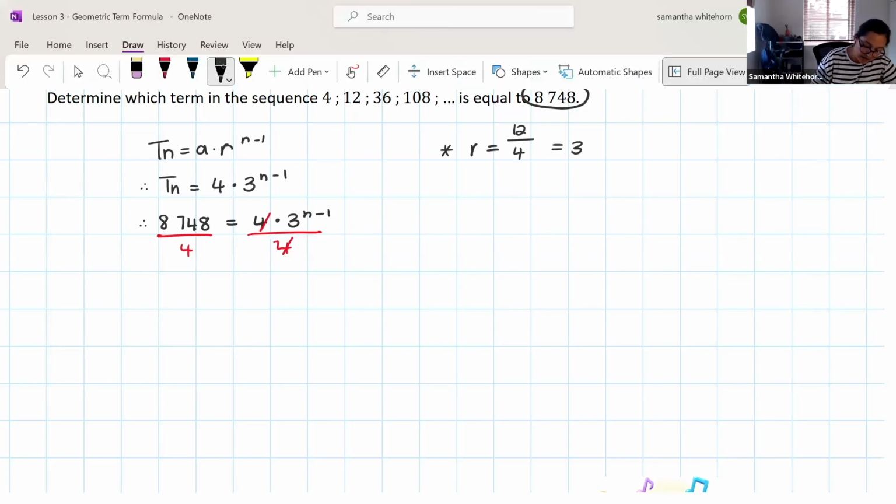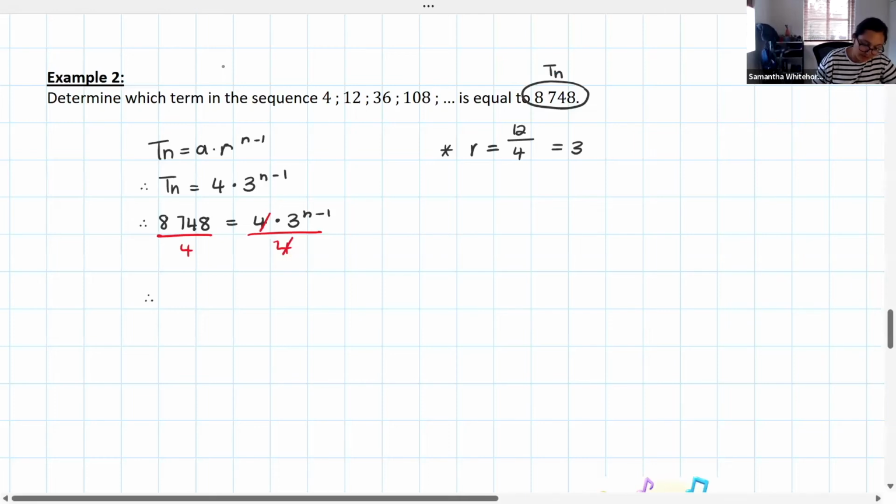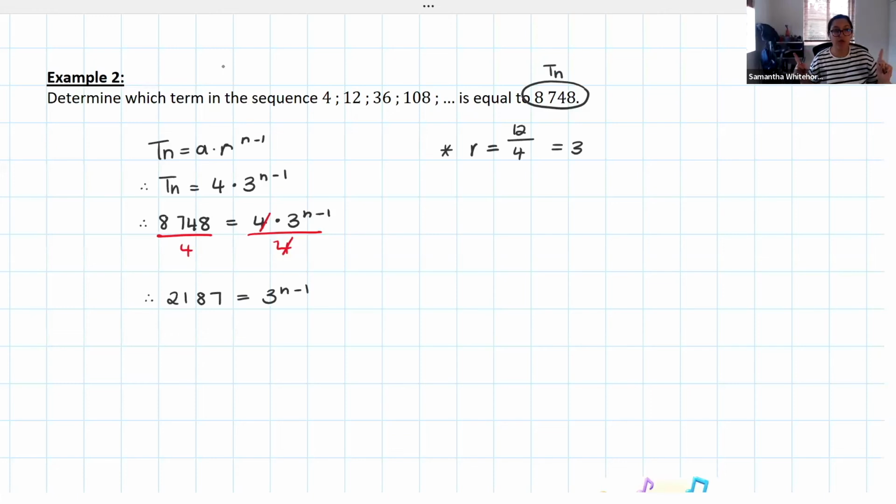If I divide 8,748 by 4, I get 2,187. Got one term on the other side, no issues. Now what I want to do is I want to write that 2,187 as a prime base. You can use your calculator. Probably want to use the ladder method for this. Probably will take a little longer, but if you need to, go for it.